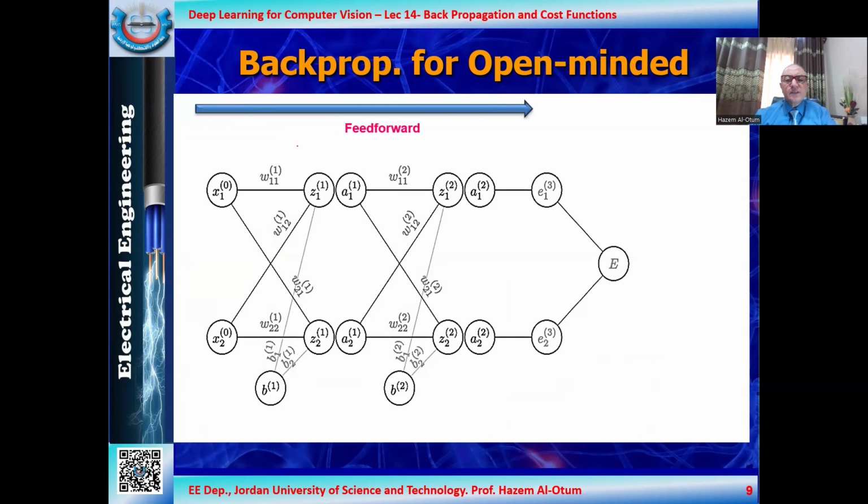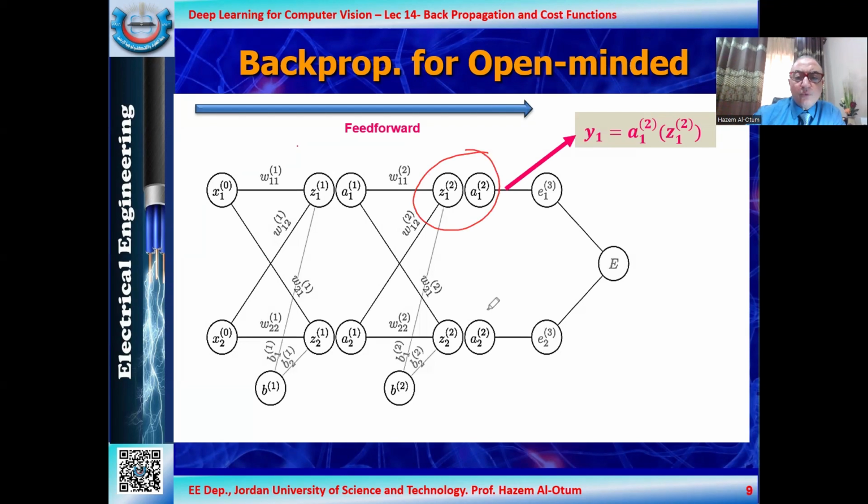In simple words, this is the blue direction, which means we have feed forward. So if we are going to find, for example, y1, y1 will be equal to a1 at layer 2 multiplied by z1 at layer 2. It's clear from the description here. This is the y1 output. Similarly, we can find the output for y2. This is the pre-learned output at this stage or in this network.